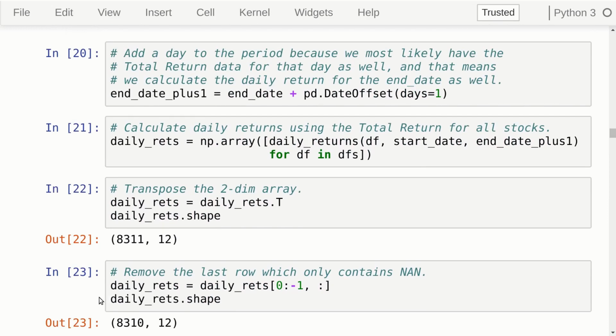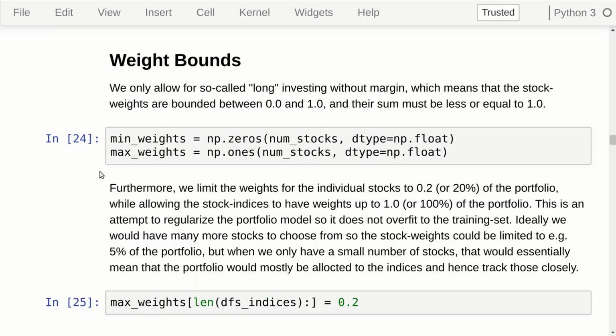And of course, the idea is that we generate a 2D NumPy array with stock weights so that we just multiply them together. Now we will only consider so-called long investing, so that is we buy a stock and then we sell it at a later date. We don't consider short selling, and this is one topic out of many that you could research. So we will just have the minimum weight for a stock to be 0 and the maximum to be 1.